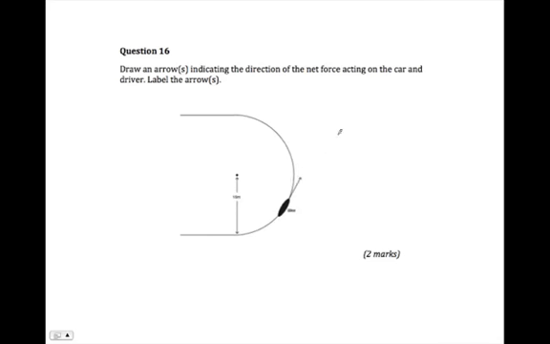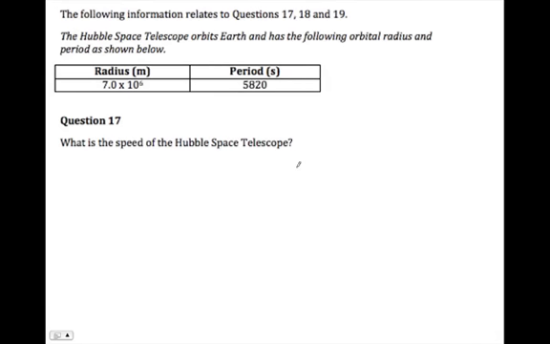Question 16, okay, no more errors. This says bike. Draw an arrow or arrows indicating the direction of the net force acting on the bike. And you ride a bike, you don't drive a bike. Label the arrows. Okay, so the arrow should be pointing towards the centre of the circle. And you can label it F subscript C, or you could write centripetal force, whatever you like.